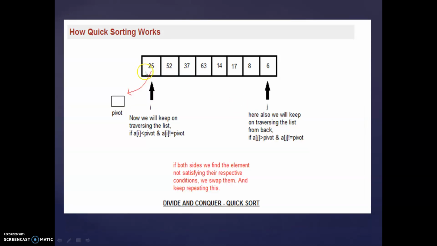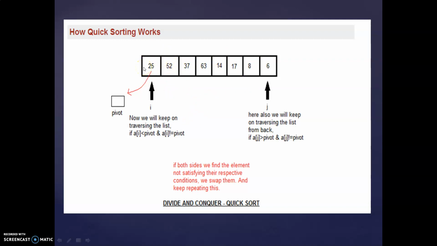I'll start with 25. 25 is checked with 52. Yes, it is smaller, no problem. 25 greater than 37? Yes, no change. 25 greater than 63? No change. Then 14. 14 is checked. 25 is here. Again with the same process I'll move on. That means ai is less than the pivot.